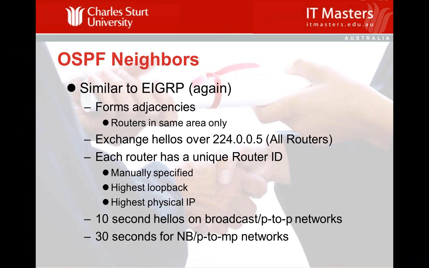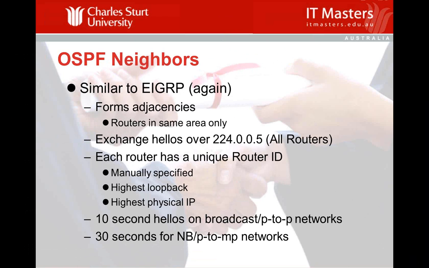Again, similar to EIGRP in that it forms adjacencies, but those routers have to be in the same area. Okay. Now with OSPF, you can have multiple processes running, so what they call a process ID, but all routers that talk to each other must be within the same area. Okay, so they form neighbor relationships, again called adjacencies. They are formed by exchanging hello packets to the multicast address of 224.0.0.5, which I said before is all routers.